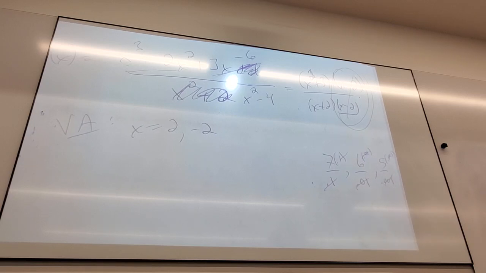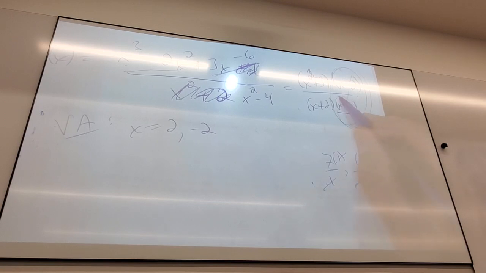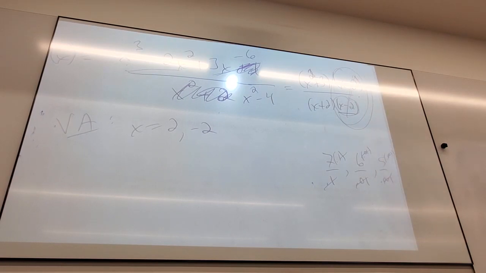You guys with me? So whenever this piece cancels out, because I think there's at least one problem like this in the homework, you're not going to get an asymptote. You're going to get an open circle there.